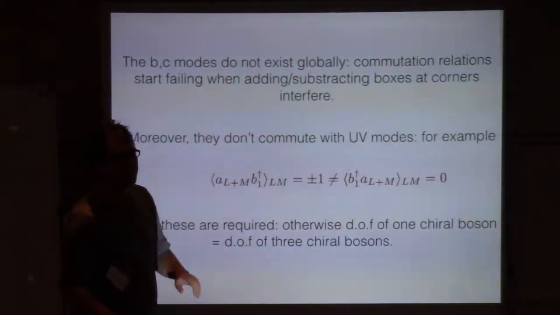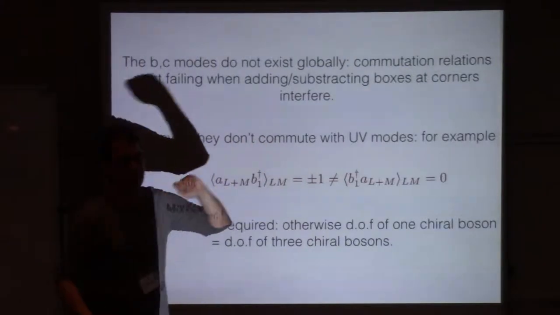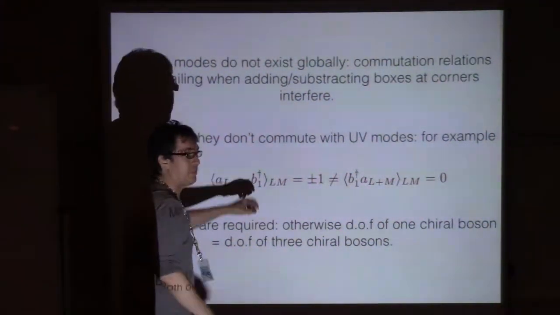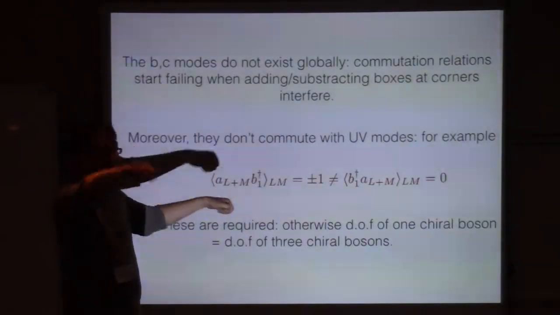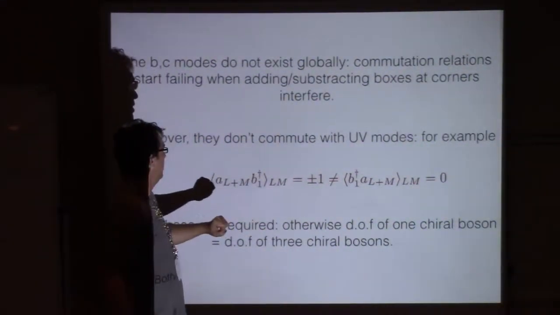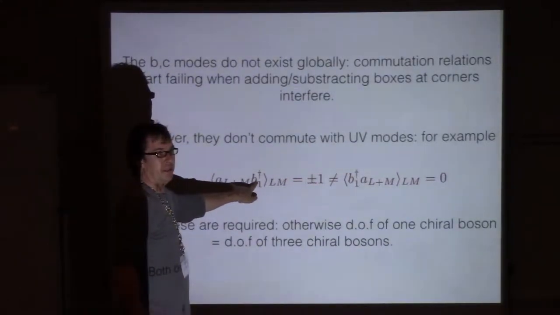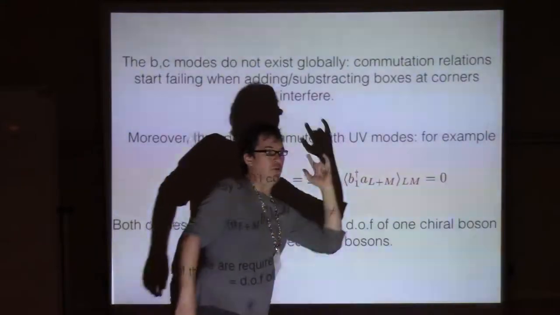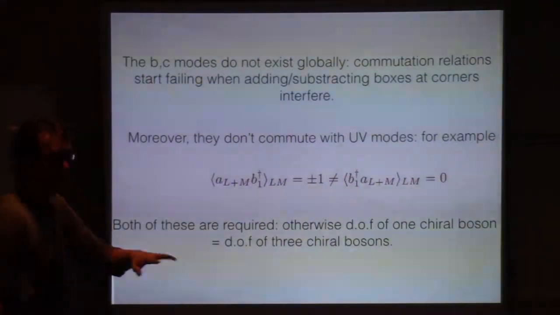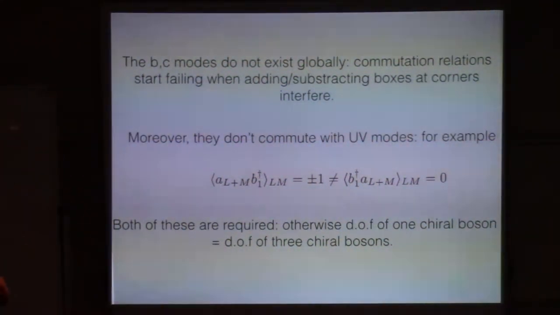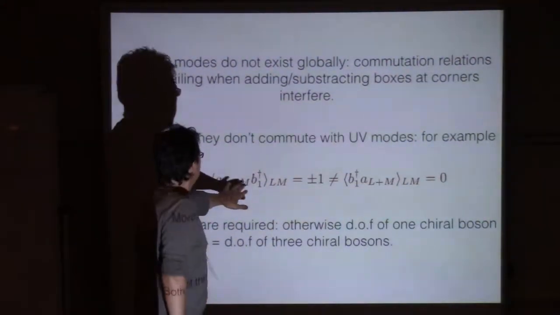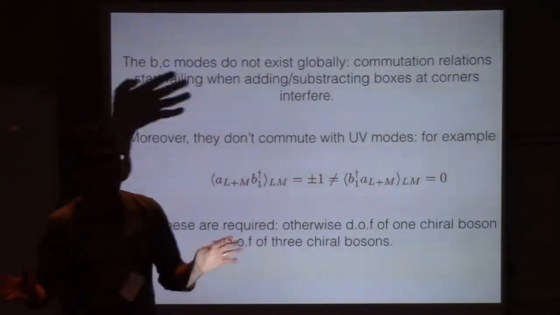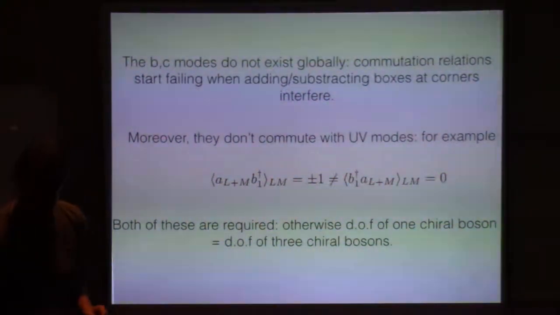Again, these combinatorics, I'm not showing you where they came from, but you can show that if you take something of size L plus M, and you act in this order, it means something different than when you act in the opposite order. So this is one of those things where one can show that this object does not commute with the UV modes, and you get different results for different actions on a particular state, which is interesting.